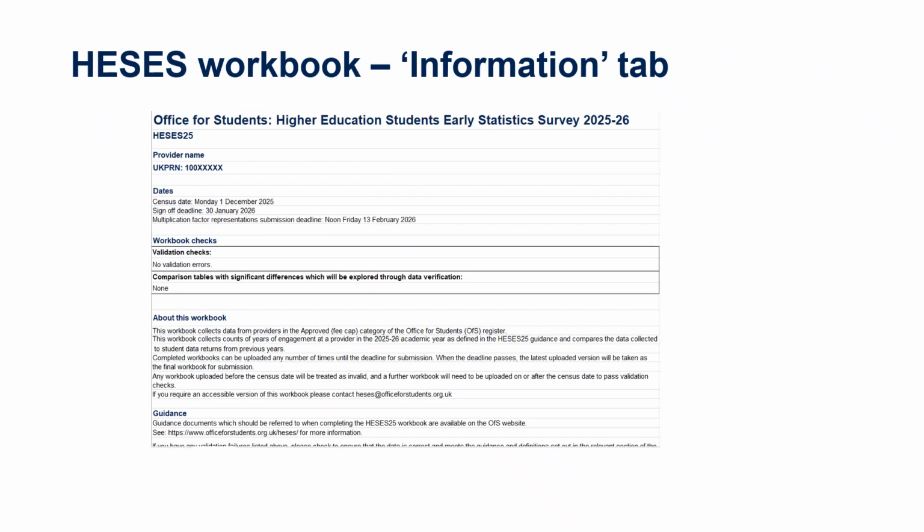This is the top part of the information tab in the workbook, and as we're passing by, I'll point out that it shows useful dates as a reminder. But the main thing to see here is that underneath these are workbook checks. You should check these before submitting your workbook. They summarize issues or potential issues with the data in the workbook. As just discussed, these are classified as validation checks, which make the workbook invalid, and comparison table checks, where there are significant differences. And these, of course, will inform data verification queries.